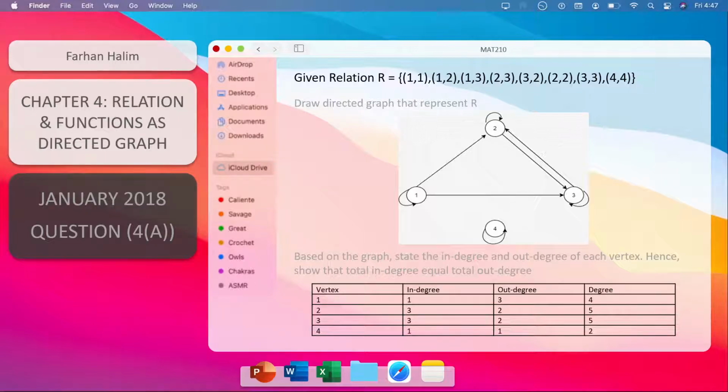For example, the first arrow is going to vertex 2, the second arrow is going to vertex 3, and lastly it is going to itself. So for the degree it is 4, because for degree we have to total the in degree and out degree. So the answer is 4. Okay, that's all for me. For the next question, Hanumiza and I will explain further.